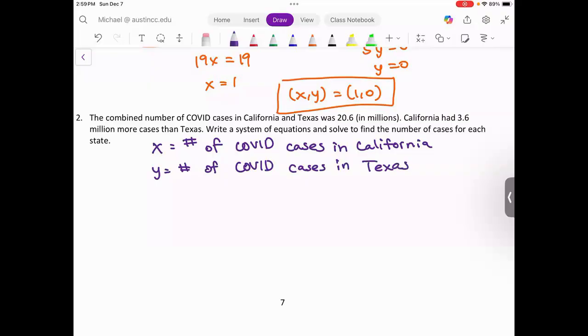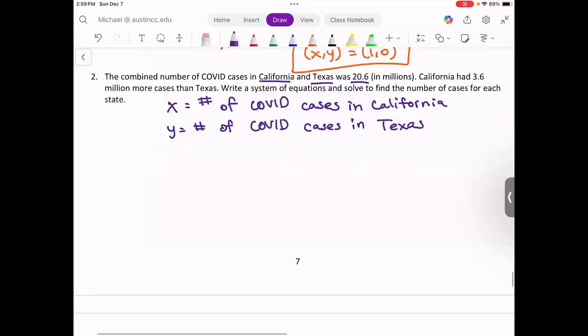Okay. We know that if we add up both California and Texas, there's going to be a total of 20.6 million. So that corresponds to the equation x plus y equals 20.6. We know that California had 3.6 million more than Texas. So California is Texas plus 3.6. California had more, so we need to add that number to Texas. Okay, now we have our two equations.